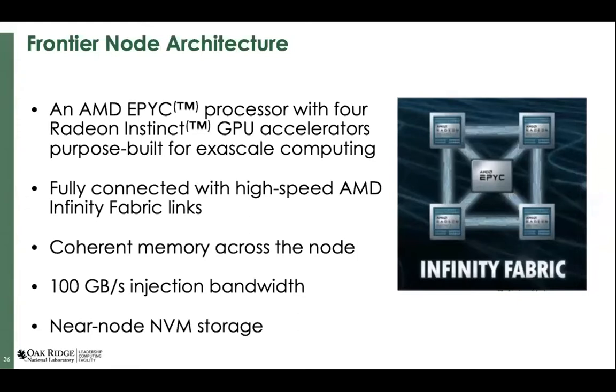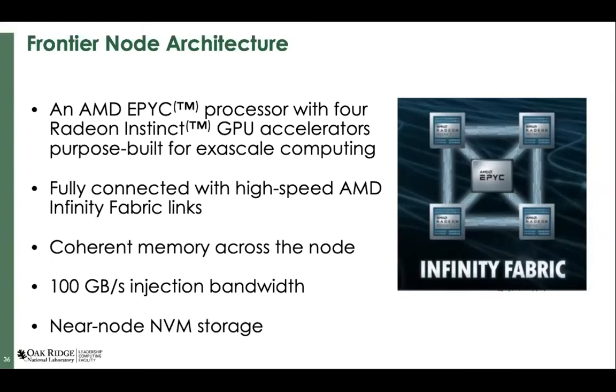So this is the Frontier node architecture. It has the AMD EPYC processor with 4 Radeon Instinct GPU accelerators. It is obviously geared toward exascale computing. It is fully connected with the high-speed AMD Infinity Fabric links. And it will have coherent memory across nodes with 100 gigabits per second injection bandwidth and NVM storage.